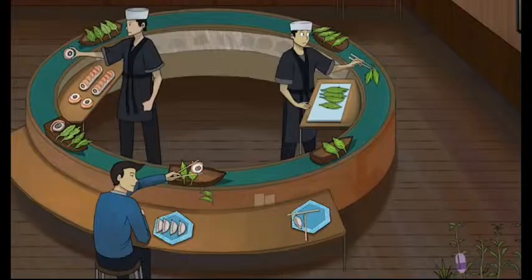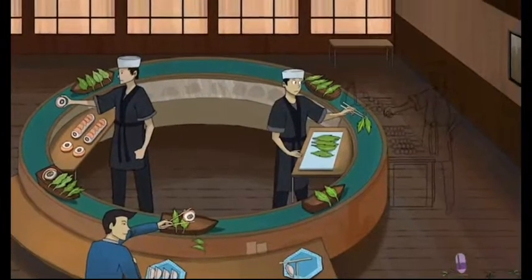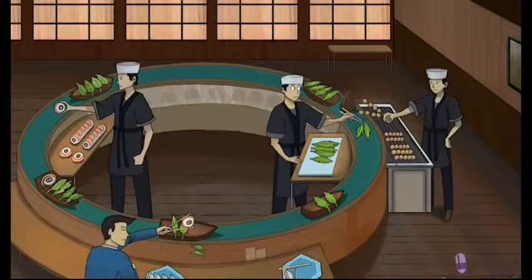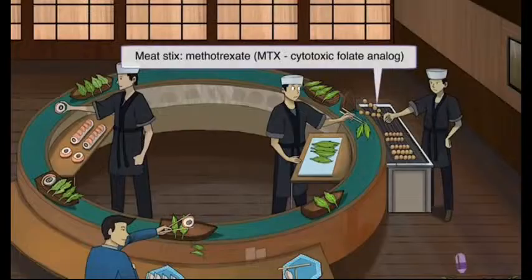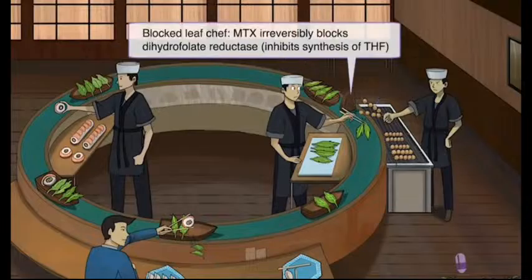Methotrexate is a folate analog, so it looks like folate, but it's not. It competitively and irreversibly binds to dihydrofolate reductase, preventing the conversion of dihydrofolate into tetrahydrofolate. Think of methotrexate as this methotrexate meat stick chef. He's trying to replace folate like a folate analog, if you will. Instead, he's irreversibly upended that sushi boat and brings the folate cycle to a halt.